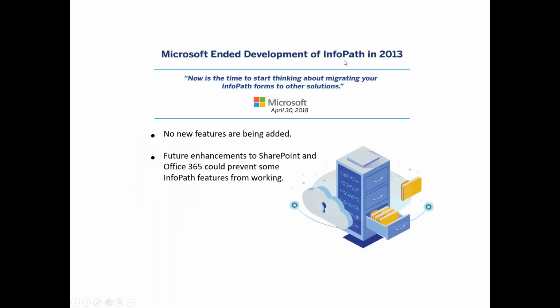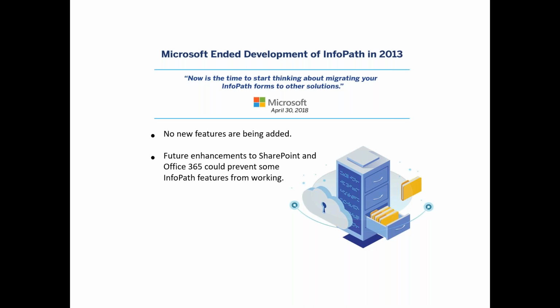Microsoft, like I said, ended the development in 2013. They made a statement in 2018 that it's time to think about moving off it. And this always gets me, because every time I do the webinars, it's another month, another year later. So here we are now, almost 3.5 years since they said that, and no new features are being added. And anything they do in the future, especially on Office 365, might break InfoPath if you happen to be using InfoPath on Office 365.